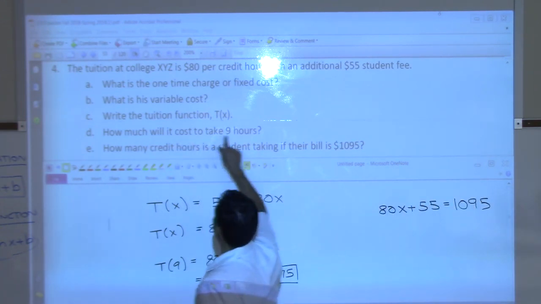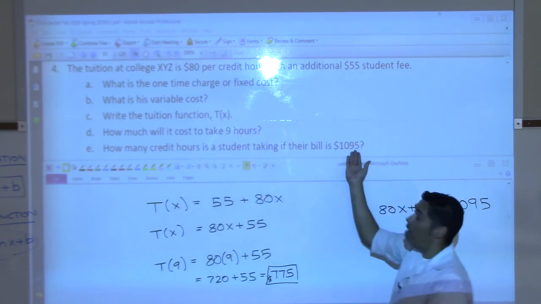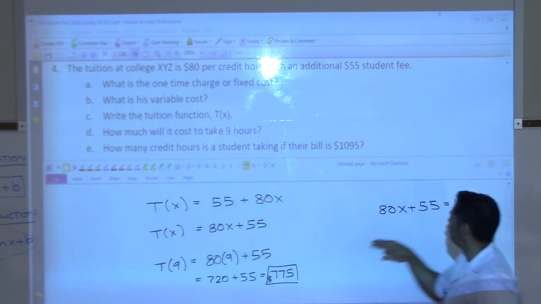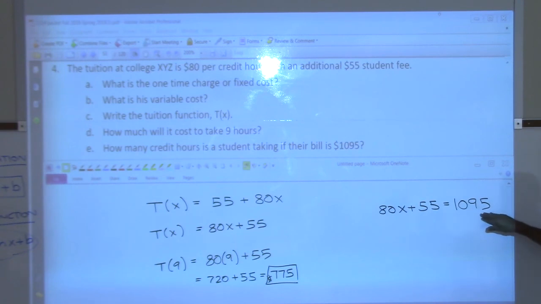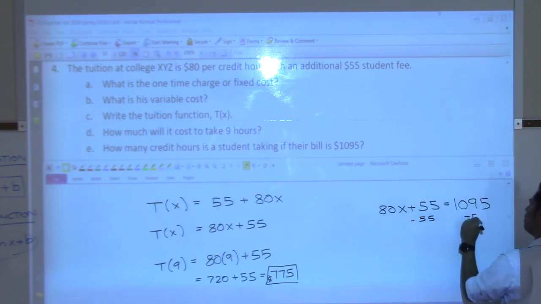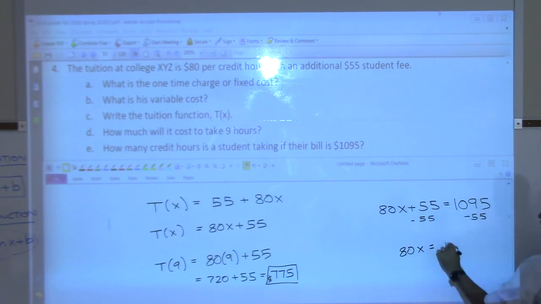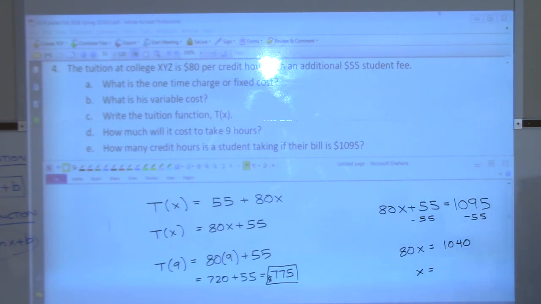the cost if you take so many hours, right? The second question is saying, here's the cost, how many hours did you take? It's backwards. So we're setting the cost function, the tuition function, equal to the total cost and solving for the number of hours. And then you just went through this, right? Subtract 55, subtract 55. You get 80x equals, subtract 1040. Yeah, 140. And then divide both sides by 80. And you got what? 13.